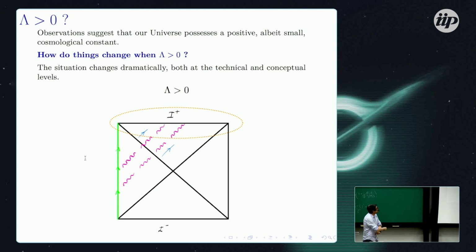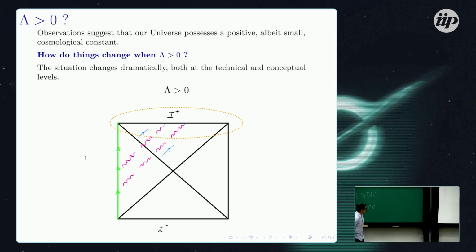But now the question is, what happens if we try to extend these ideas when the cosmological constant is positive? Now, why do this? In principle, because experimental evidence suggests that our universe has a small and positive cosmological constant. So it's very small, so for any practical purpose it's completely irrelevant, can be neglected, and this is what happens in practice with the current gravitational wave detectors.